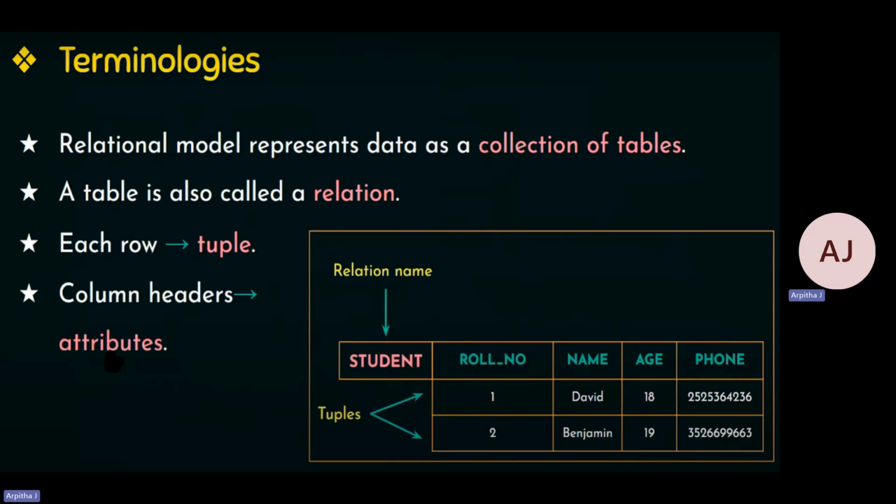So what do you mean by a relational model? It represents the data as a collection of tables. So what do you mean by tables? The other formal name for tables is relation. We have seen the informal names: tables, rows, columns. But the formal name for a table, a collection of data, is the relation.